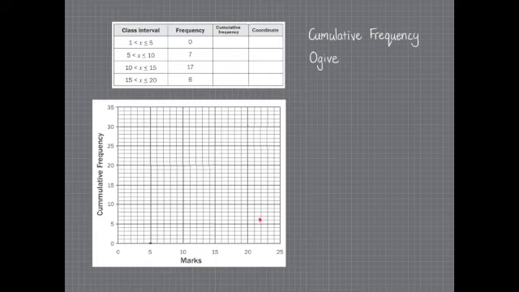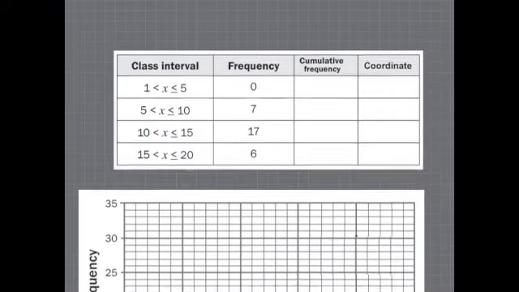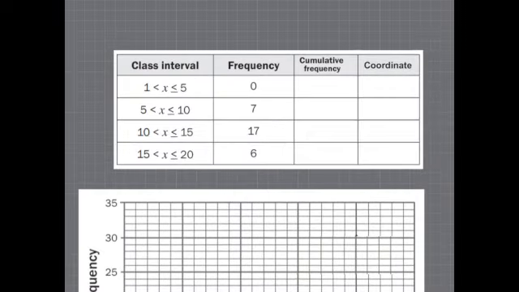Ogive is the picture form of cumulative frequency. Cumulative frequency is when we look at a list of data and we see how it accumulates. This particular question is talking about a set of marks and it's telling us how many people got what kind of mark. So let's go into it and first write down what our cumulative frequency is.